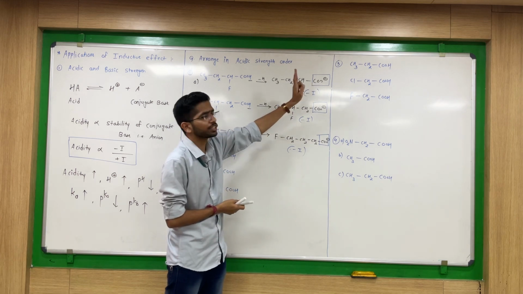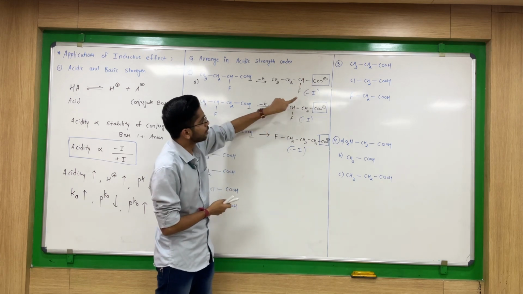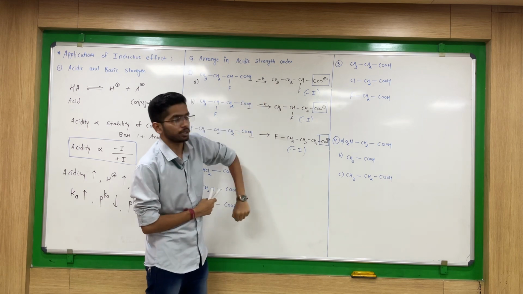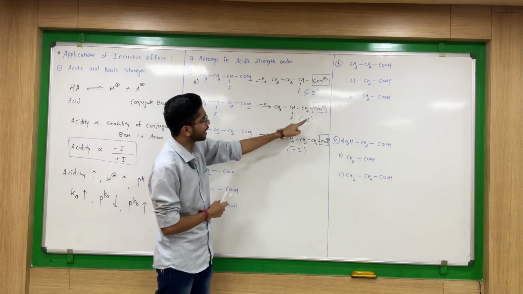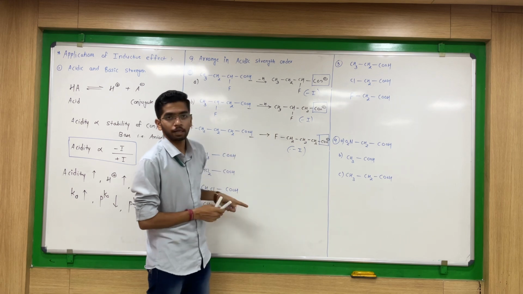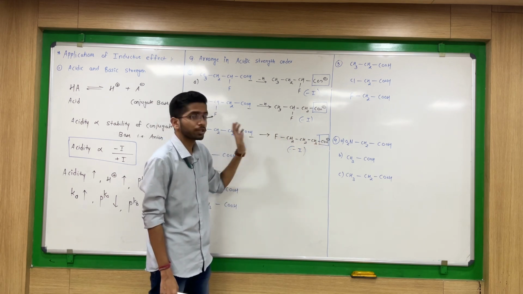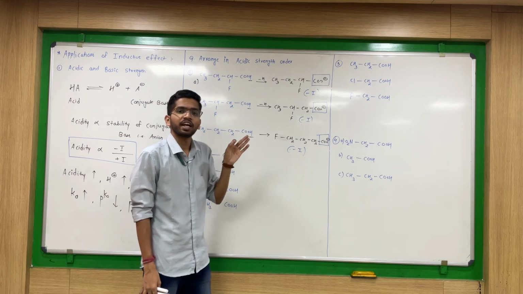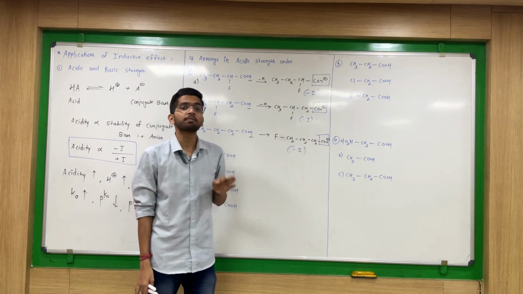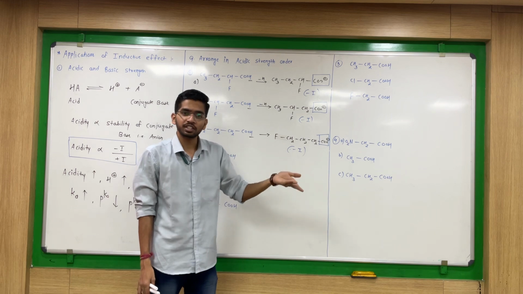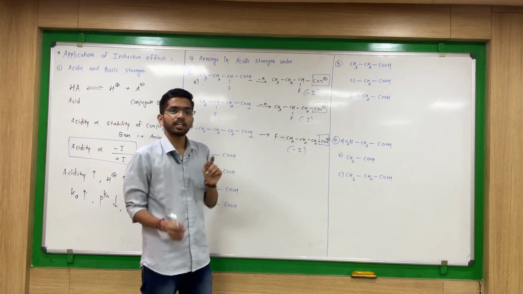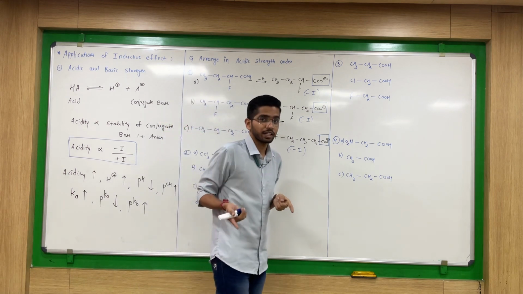Consider this. This is first carbon, second carbon. So fluorine here is present at second carbon. Here fluorine is present at the third carbon atom. And here fluorine is present at first, second, third, fourth carbon atom. And we know inductive effect is distance dependent. With increase in the distance, inductive effect decreases. They have an inverse relation between inductive effect and the distance.